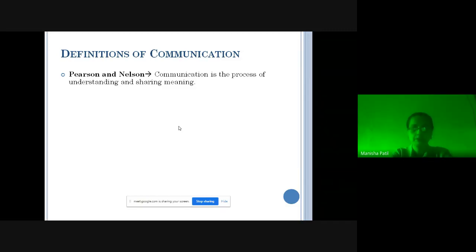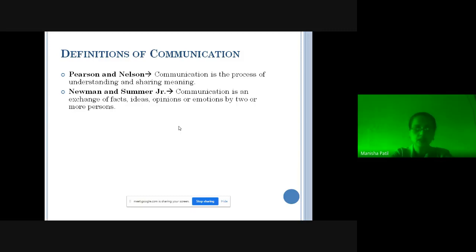Definitions of communication, Pearson and Nelson. Communication is the process of understanding and sharing meaning. Second definition, Newman and Summer Jr. Communication is an exchange of facts, ideas, opinions, or emotions by two or more persons.